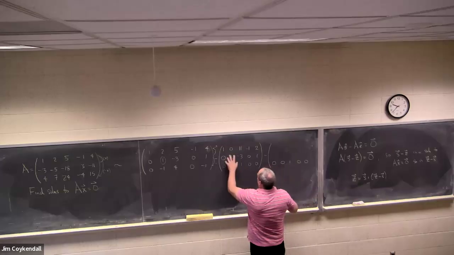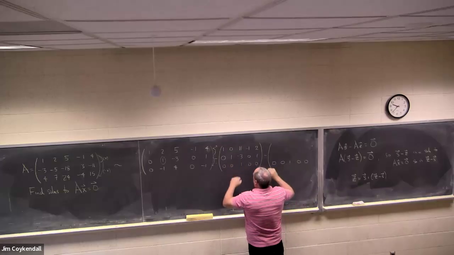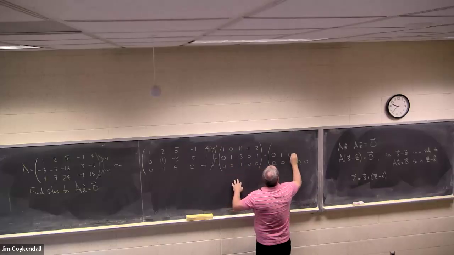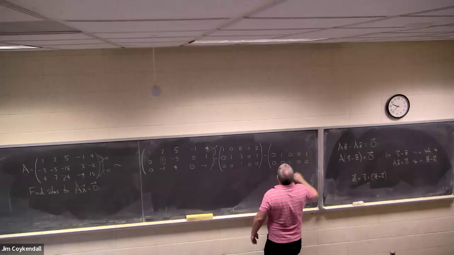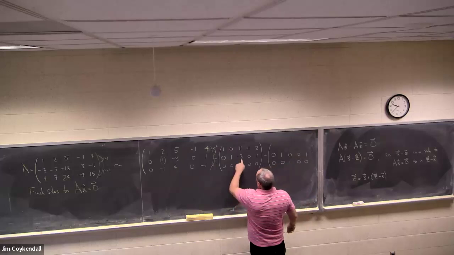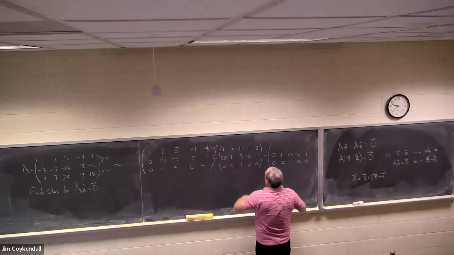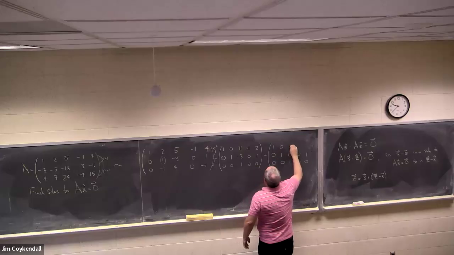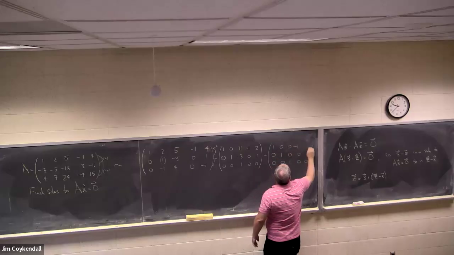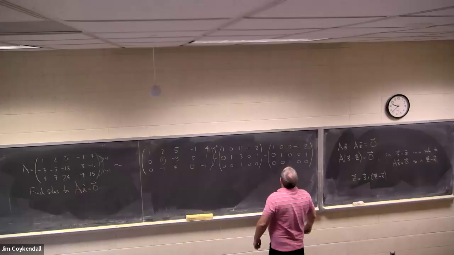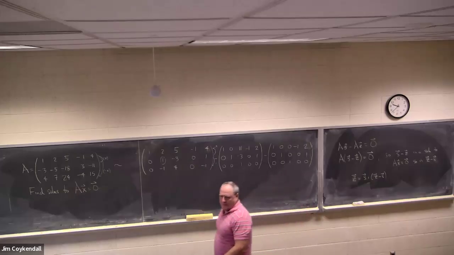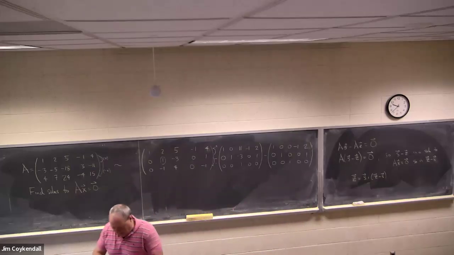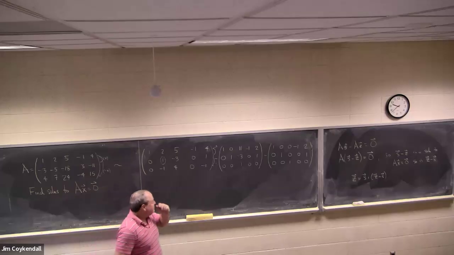I'm gonna use this one to clear this 3. These are all zeros, so it doesn't interfere with anything else. And I'm gonna use this one to clear that 11. And again, it doesn't interfere with anything else. And this should give me the solution to this homogeneous system that I've got up here. But that looks like I got it right.